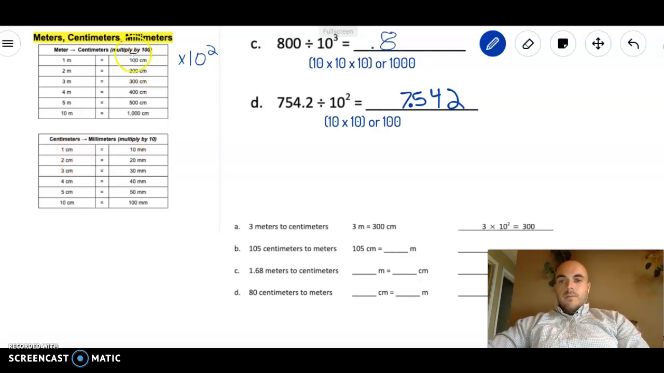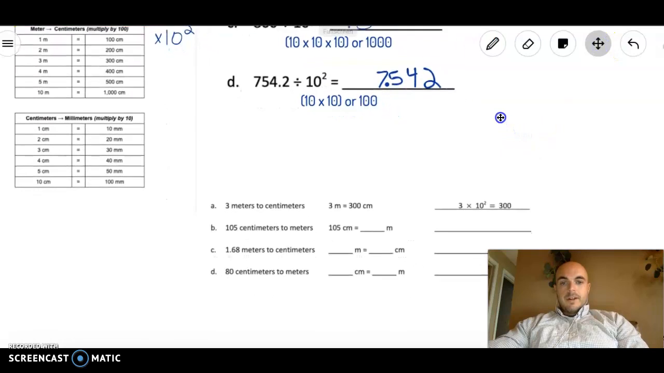Centimeters, however, now that I'm going to the smaller unit, which is millimeters, you only multiply by 10. So 1 centimeter is equal to 10 millimeters, 2 centimeters equal 20 millimeters, all the way across. So let's go from here.